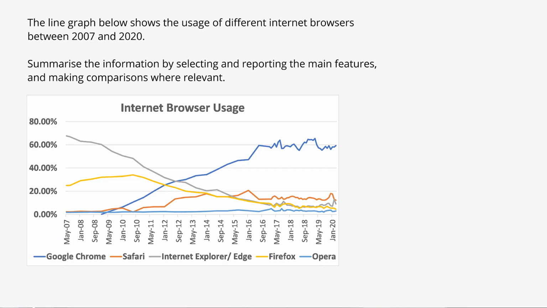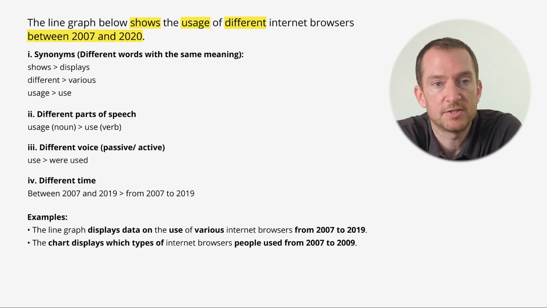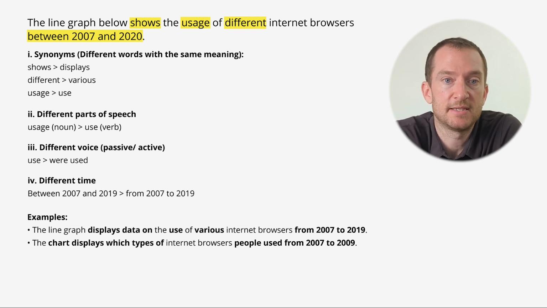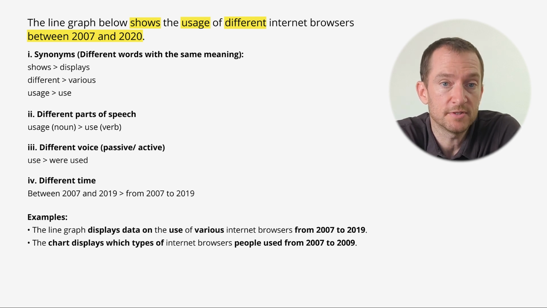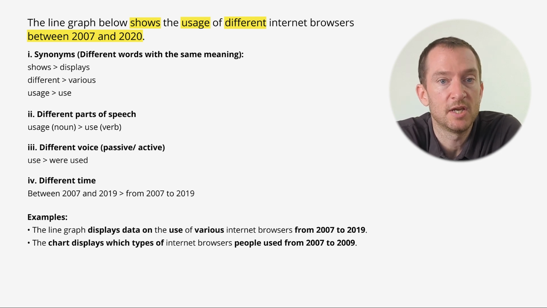Next, let's look at an example of a line graph, beginning again with synonyms. Here we have the word shows again. We could replace this with illustrates as before, or we could use another synonym such as displays data. Rather than different, we could use various, and we can simply change usage to use, which is another noun with the same meaning. Looking at different parts of speech, we could replace the noun usage with the verb use.